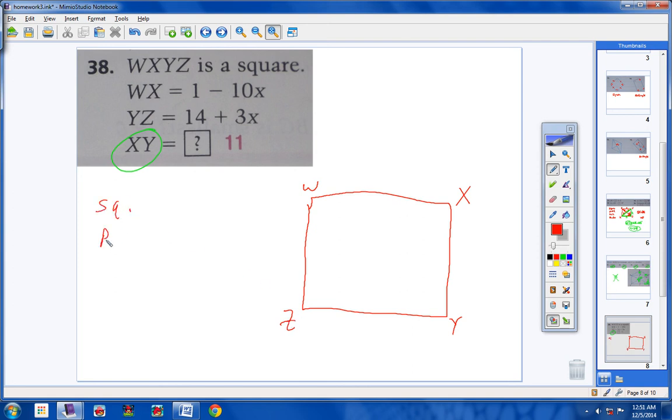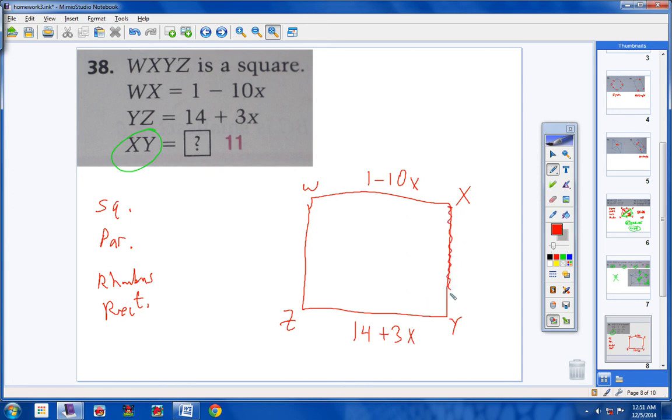Now remember, real quick, I'm not sure if we'll need this, but just in case we do, if we have a square, then we also have a what? A parallelogram, and we also have what else? A rhombus, and we also have what else? A rectangle. So all of these characteristics work for a square. Okay, WX is 1 minus 10x. YZ is 14 plus 3x. And they want us to find the length of XY.